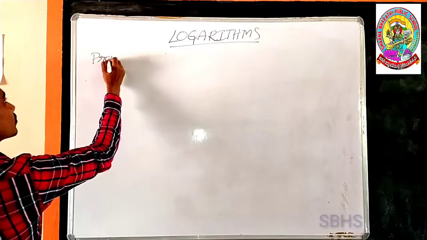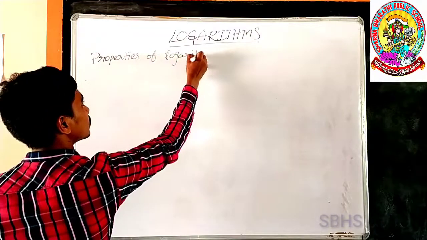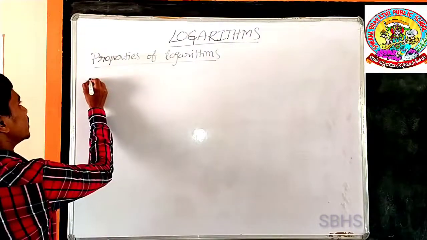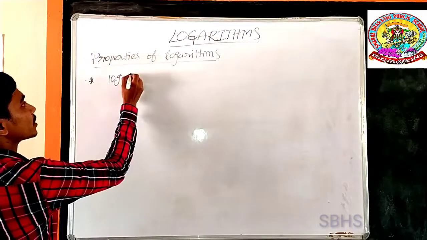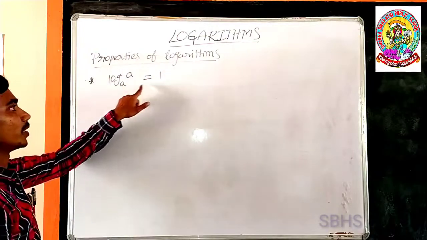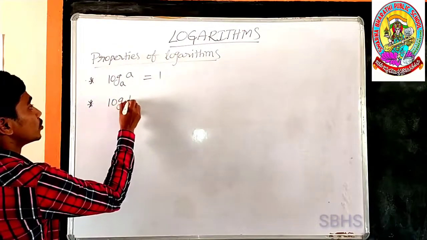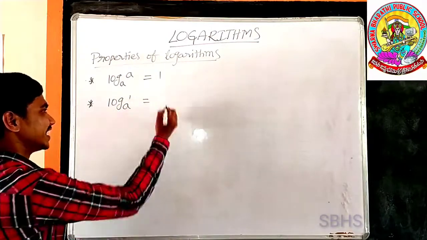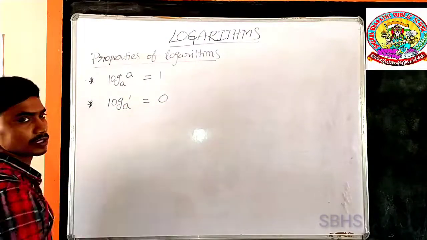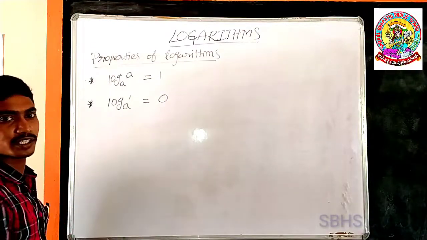Properties of logarithms. First property, log a to the base a is equal to 1. If the number and base are equal, that value is equal to 1. Next, log 1 to the base a is equal to 0. When the number is 1, whatever the base may be, its value is equal to 0. Here onwards I am following natural logarithms, so I did not denote any base.